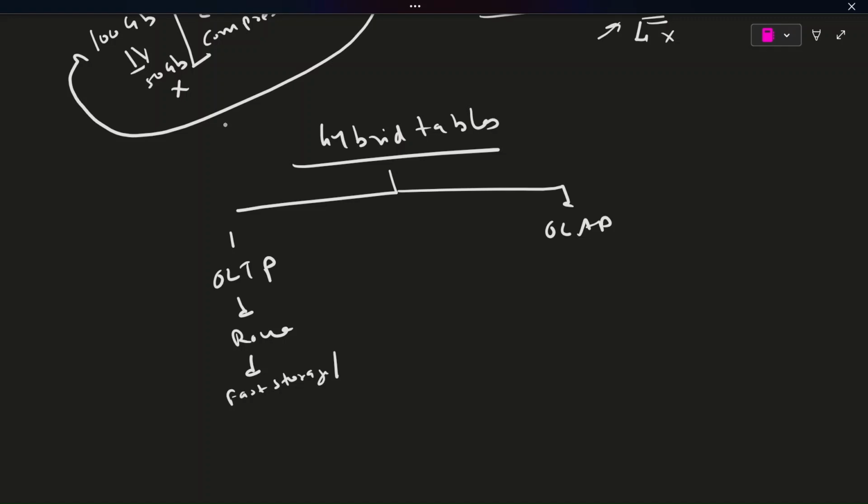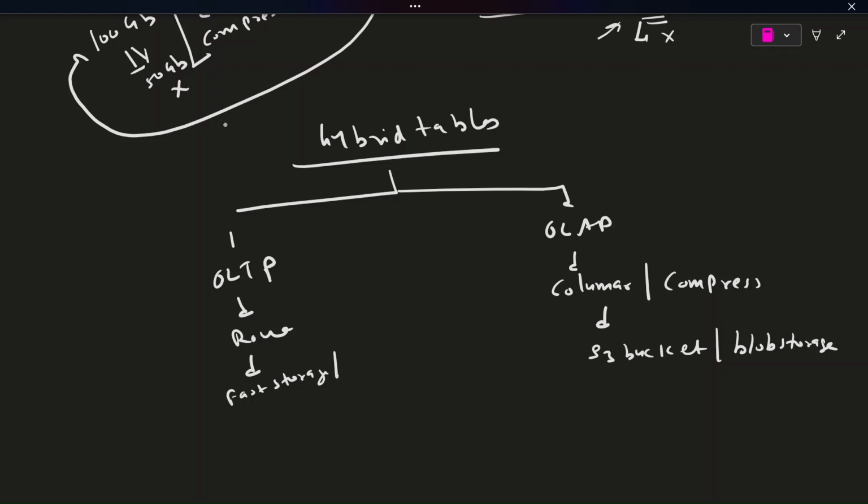In OLAP, it will be your columnar, compressed format, right? And it will be stored on, let's say, if you have AWS, it will be your S3 bucket, right? Or I would say blob storage. Got it? So that is the reason for hybrid tables.